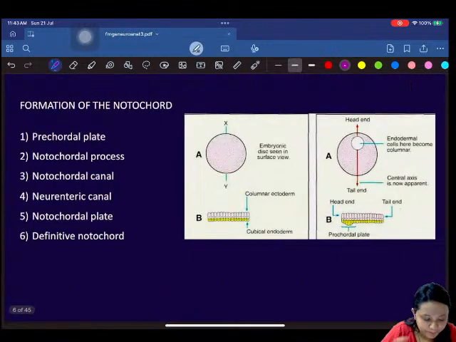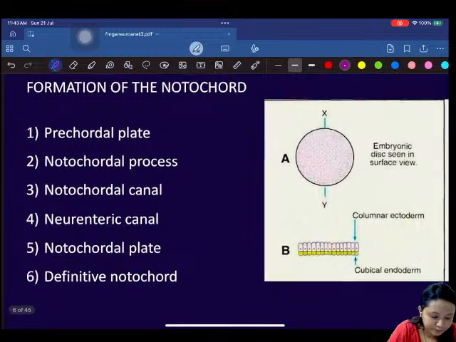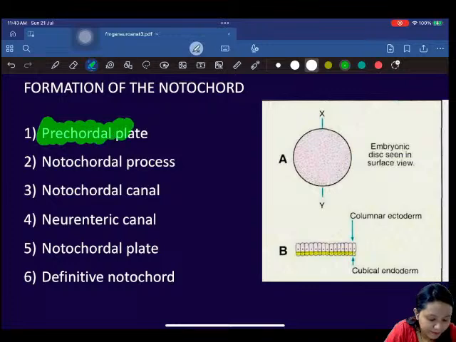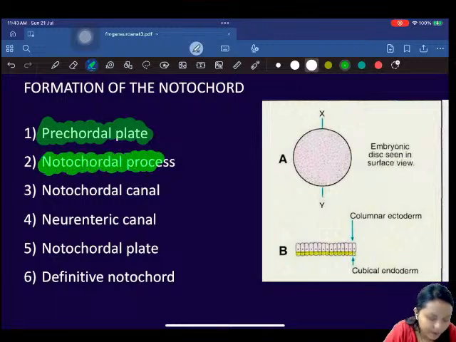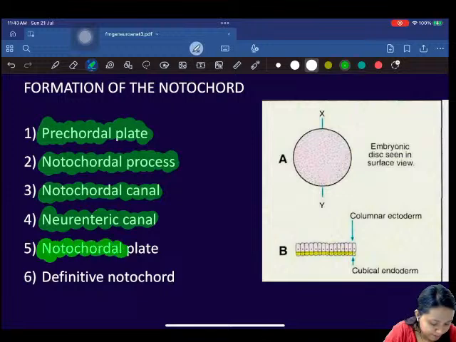Then what happens? Now we have to understand the formation of the notochord. Notochord formation will undergo the following processes. First of all there is the formation of the precaudal plate. After the formation of the precaudal plate, you will have the formation of the notochordal process. Then there will be notochordal canal formation. After canalization you will have neuroenteric canal formation. Then you will have the notochordal plate, and then finally the definitive notochord.